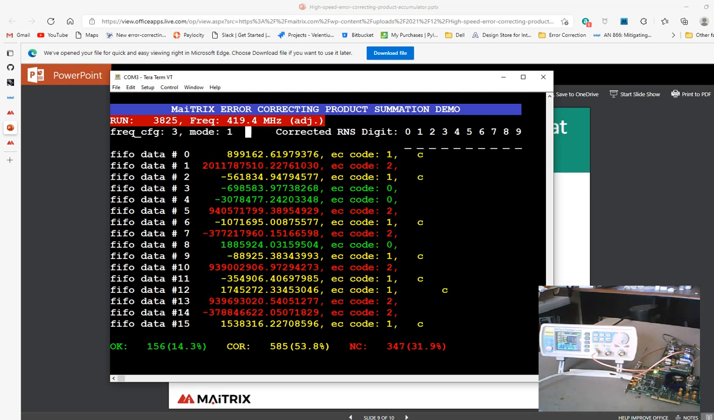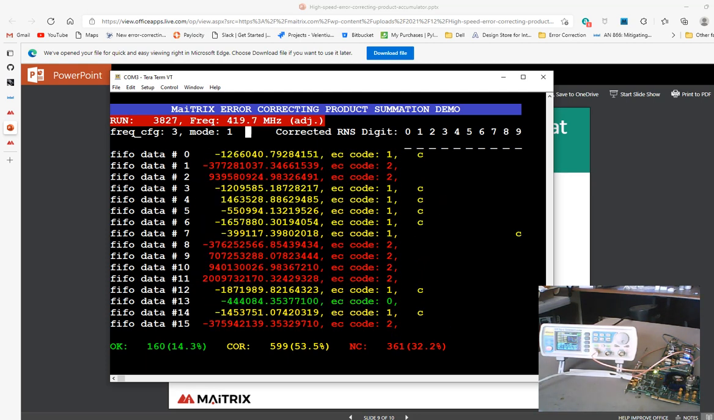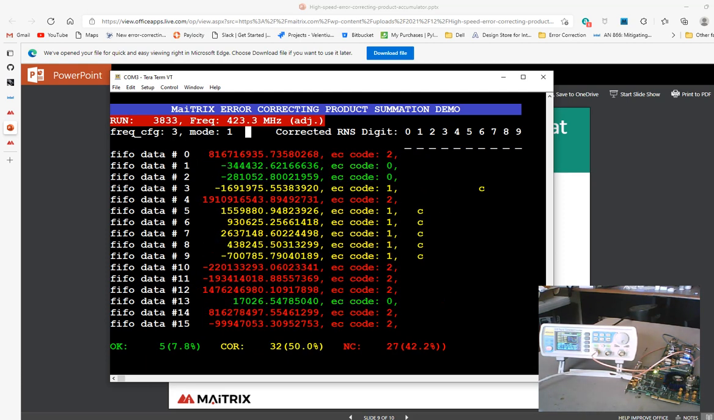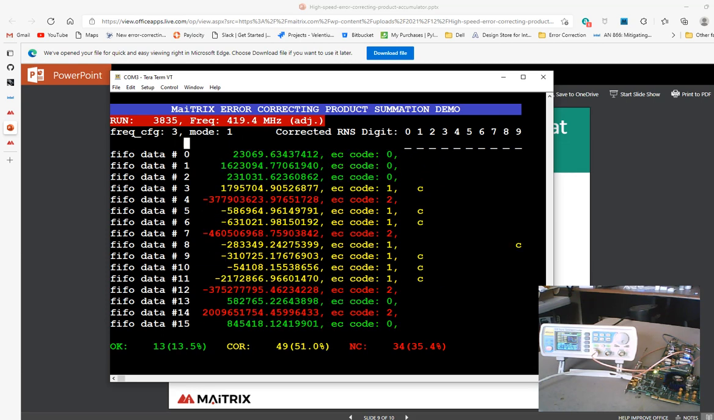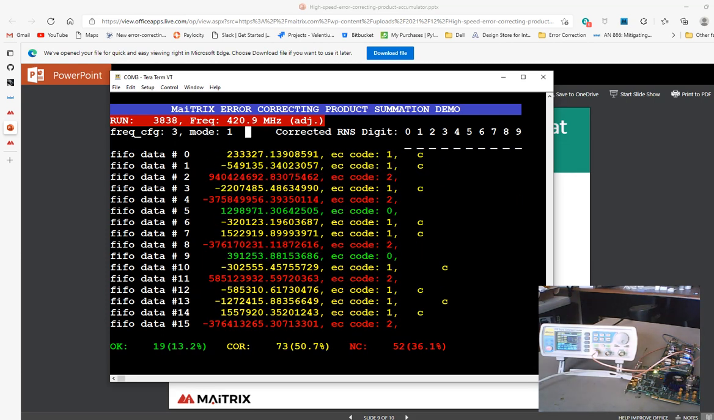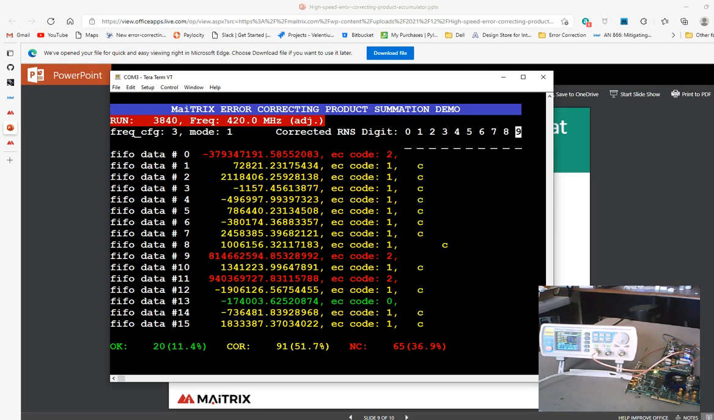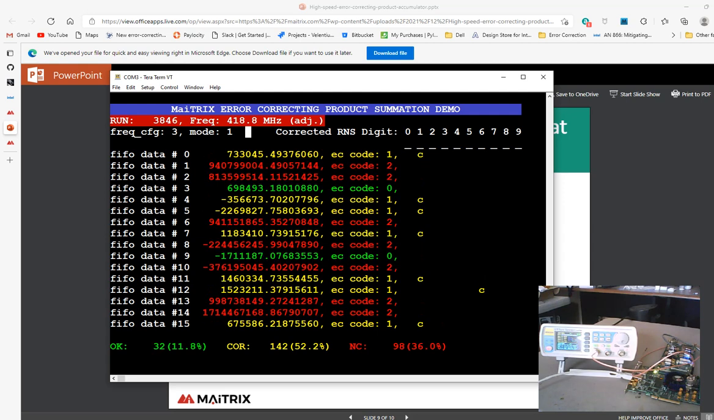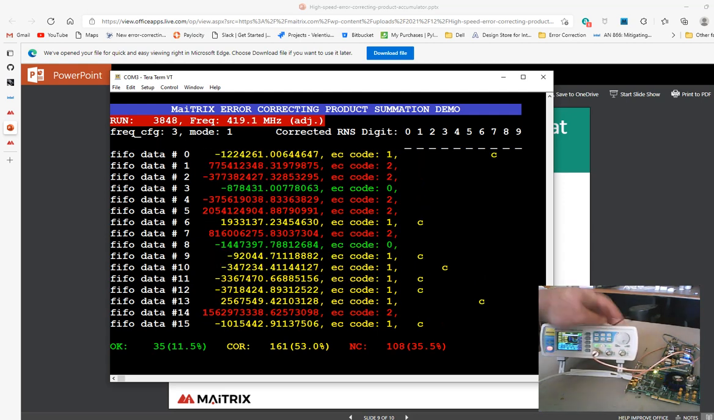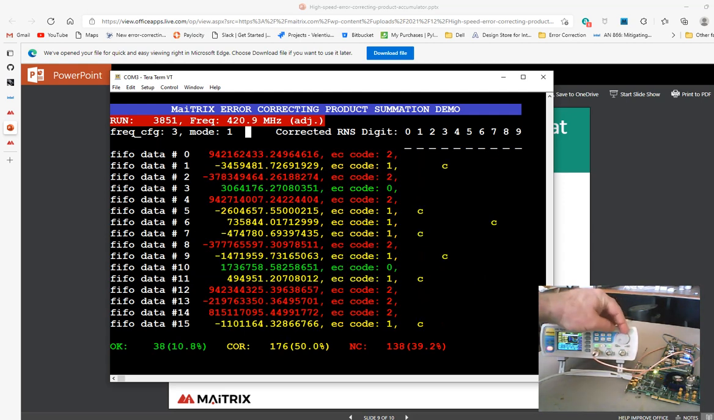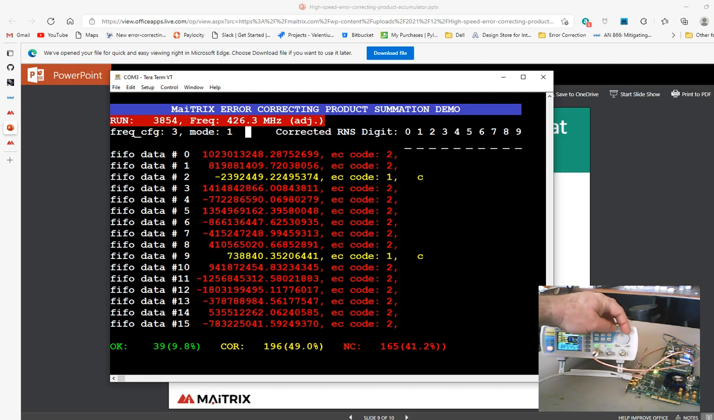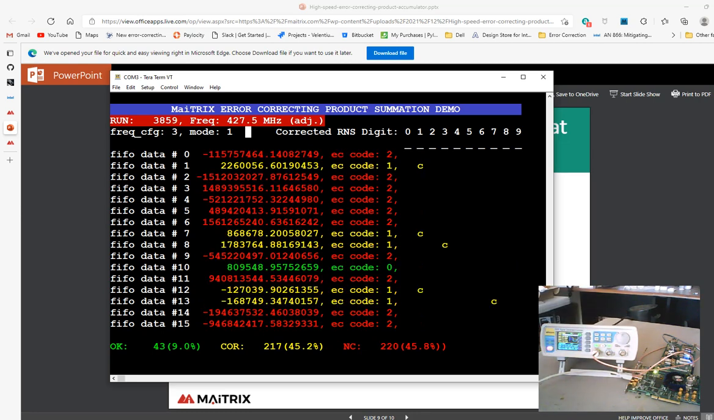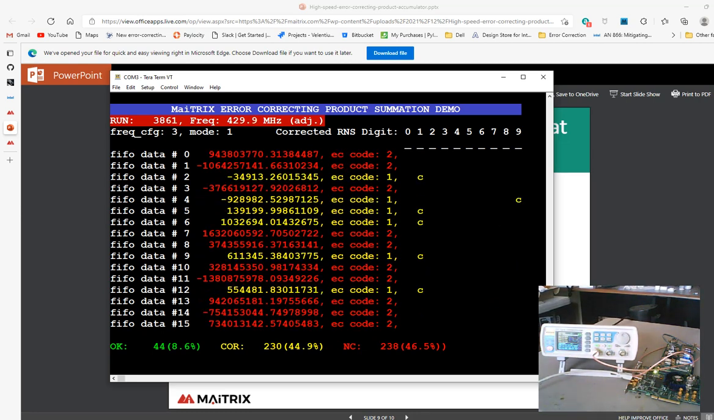Again, we're at 420 megahertz. If we just make a quick reset of the counters, we're still getting about 50% corrected results. And there are about 37% that are not corrected. And we'll just go up a little bit higher. And we're at about 426 megahertz.